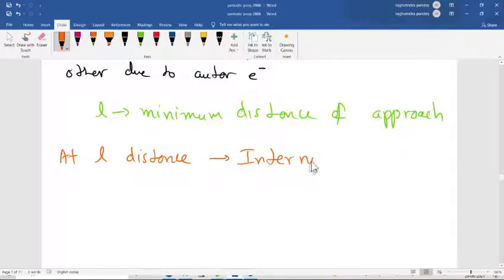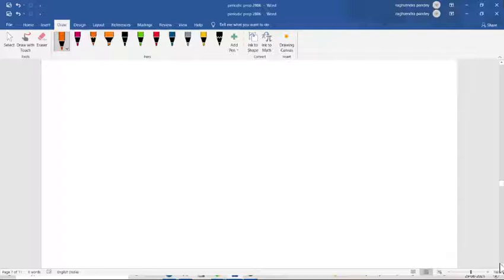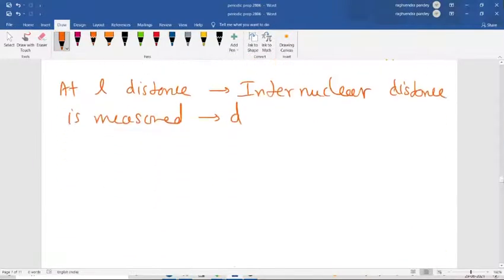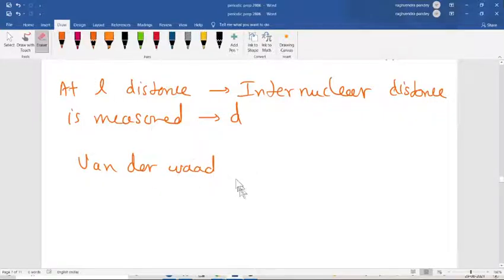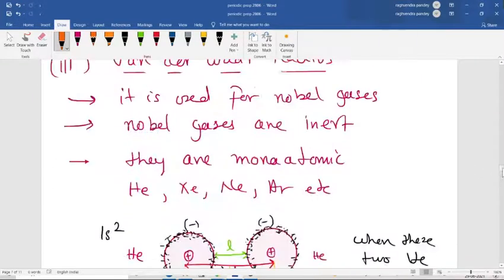So when they have achieved the maximum closeness, at L distance, the internuclear distance is measured, which is your d. So van der Waals radius is equal to d by 2. Okay, so that is the van der Waals radius.